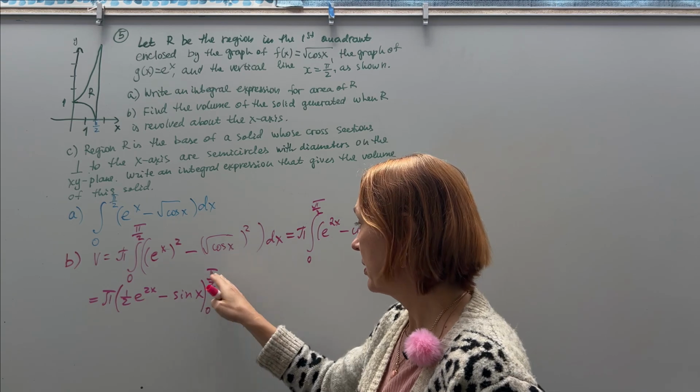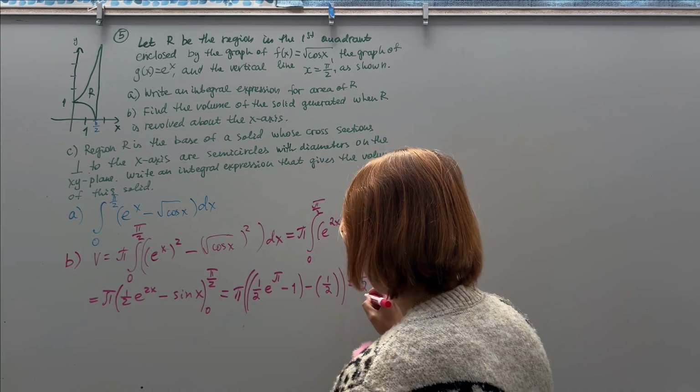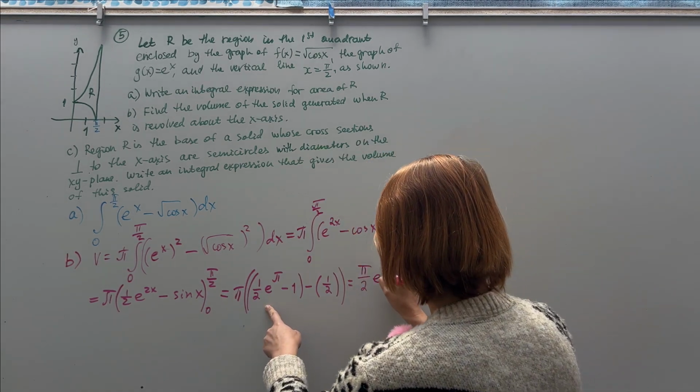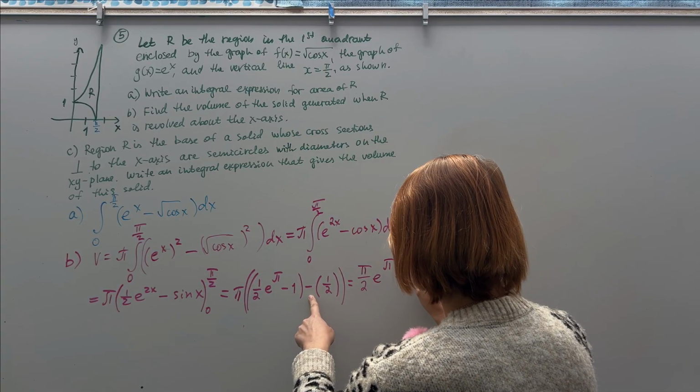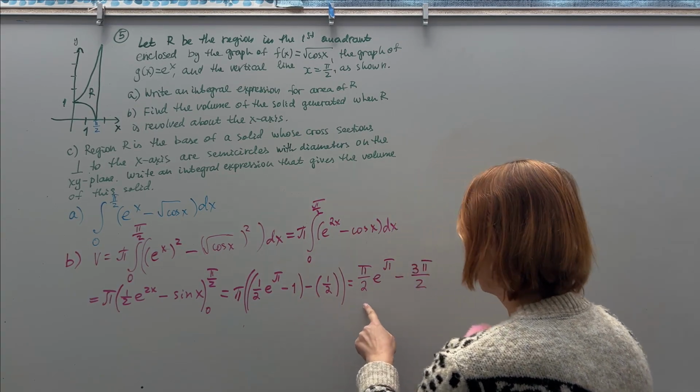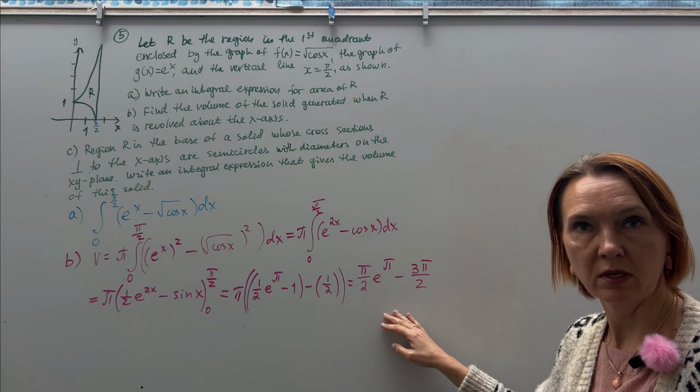All that is left for us to do is plug in pi over 2 and pi. Pi over 2 times e to the pi minus 1 half, that's minus 3 over 2, so minus 3 pi over 2. That's our answer to part B.